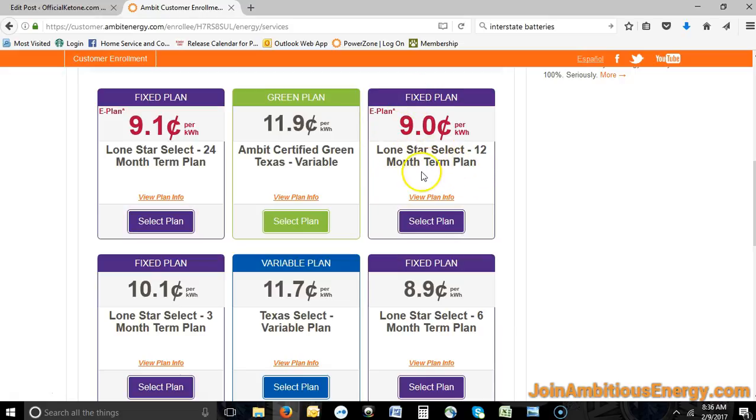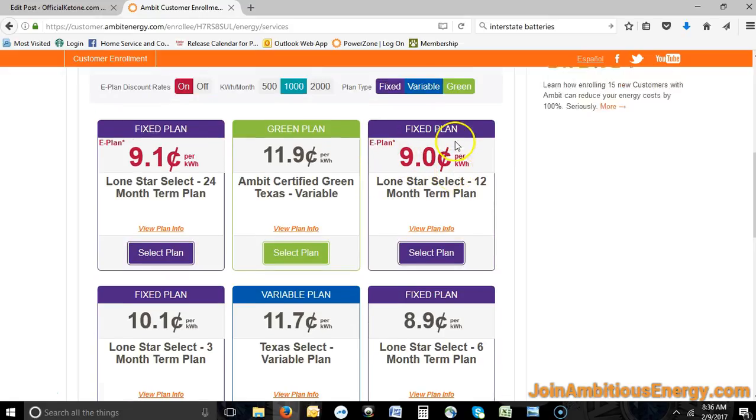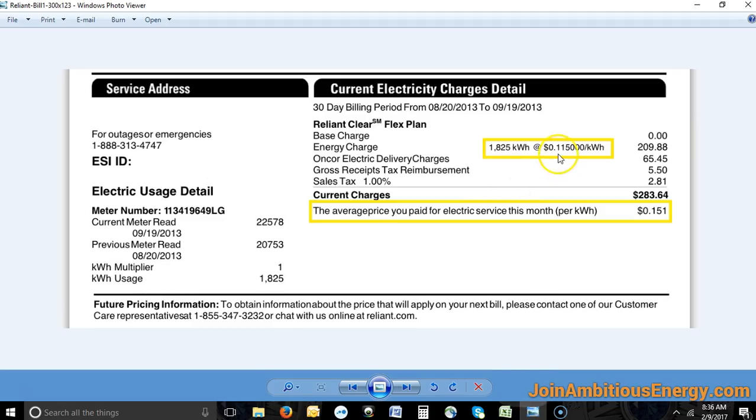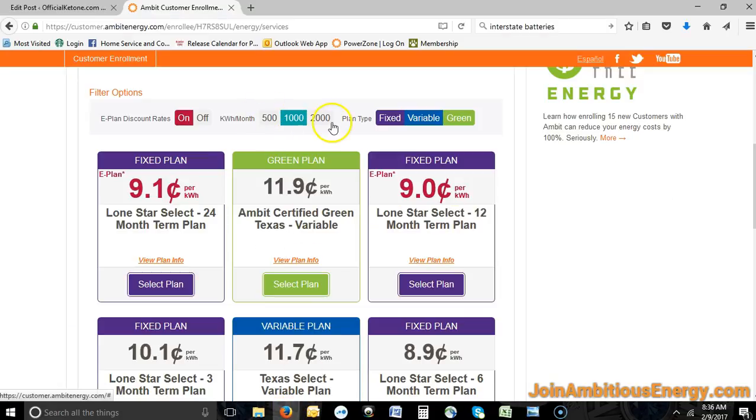This is a 12-month contract plan, and if you're doing automatic billing, it's at 9 cents per kilowatt hour on roughly 1,000 kilowatt hours used. Now, this bill here was actually closer to 2,000 kilowatt hours used. So let's just toggle 2,000 kilowatt hours.